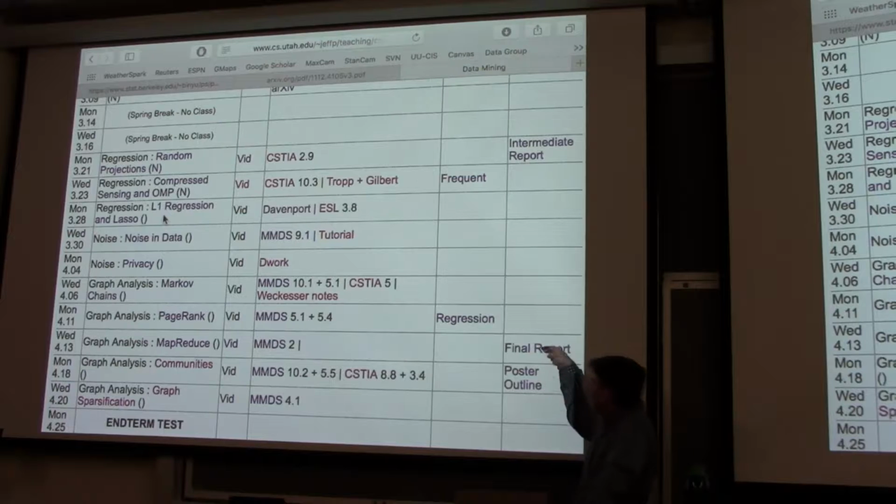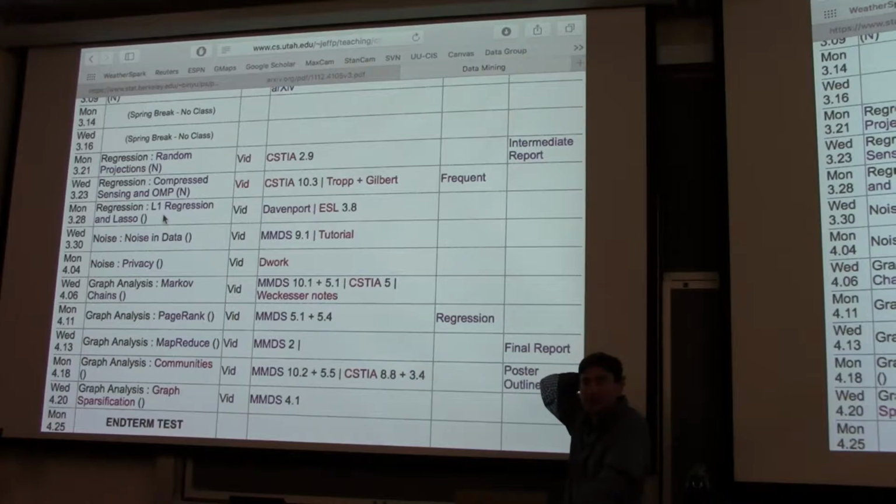but the final report is due here, and I can't move this date so much because I want to do the posters, and I want to make sure you do this before you have to turn in the poster outline. So I can't really move this date. I can have it due later if you want. You can suggest a date.